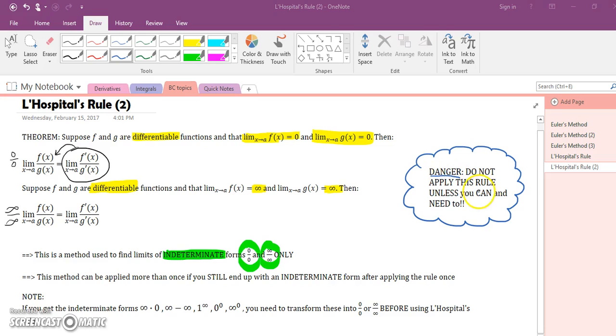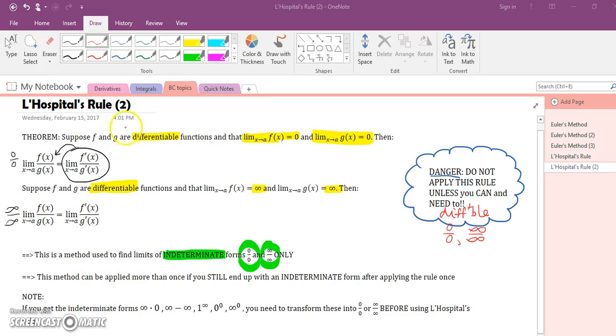Right here, now that you know what L'Hopital's rule says, the danger is you don't want to just run to every limit and apply L'Hopital's rule to it, because sometimes you'll get the wrong answer if you do that. Only apply the rule if you can and if you need to. First of all, f and g need to be differentiable. If they're not differentiable, don't even try it. Second of all, you need to actually end up with the indeterminate forms. Sometimes when you try direct substitution, you'll get a limit that works. So if you're not getting an indeterminate form, don't try to use L'Hopital's rule.